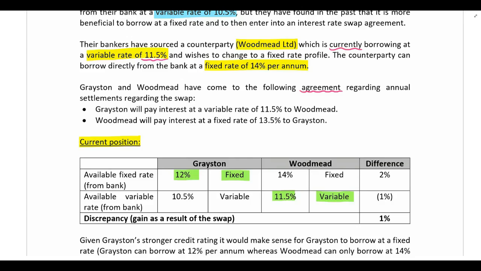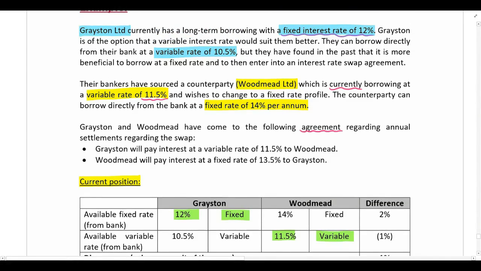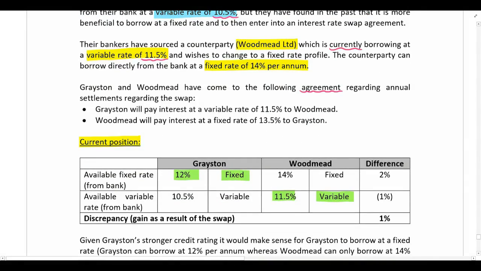However, Grayston can also borrow from their bank at a variable rate. If they borrow at a variable rate, they will be paying interest at 10.5%. So just include that in your calculation below. And as an alternative for Woodmead, instead of borrowing at a variable rate of 11.5%, they can borrow at a fixed rate of 14%. So please also just include that.